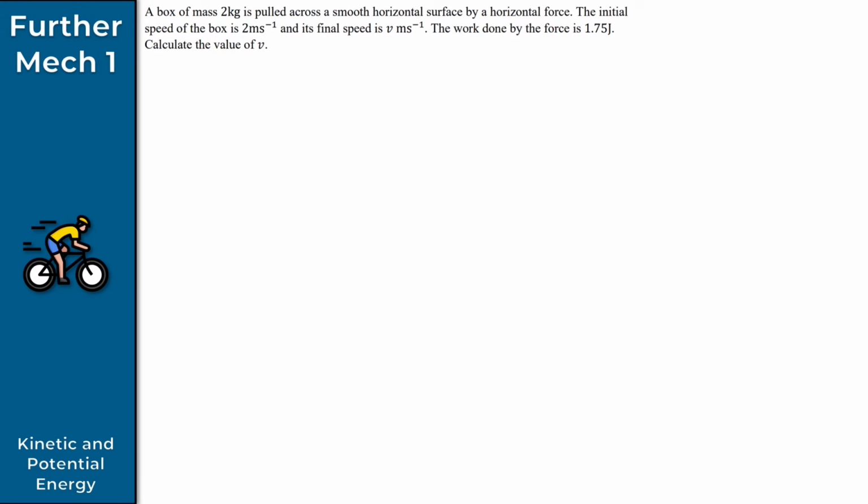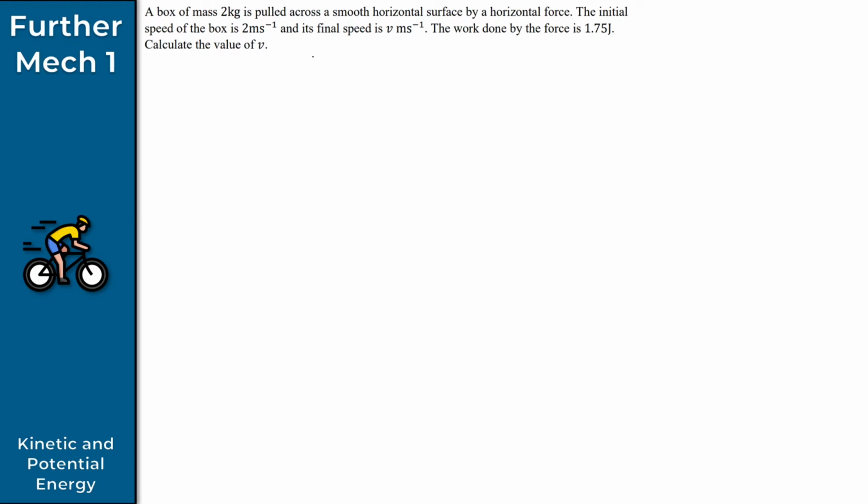So moving on to the next question, let's just have a go at question 2. As we can see, for question 2 there's a little bit more context than the previous question, but again, nothing too challenging. So what do we have here? Well, we have a box of mass 2 kilograms that is being pulled across a smooth horizontal surface by a horizontal force. We're told that the initial speed of the box is 2 meters per second and its final speed is v meters per second. We're also given the work done by the force, and that is 1.75 joules. And all we want to do is find the value of v. So, like we said, pretty straightforward again.